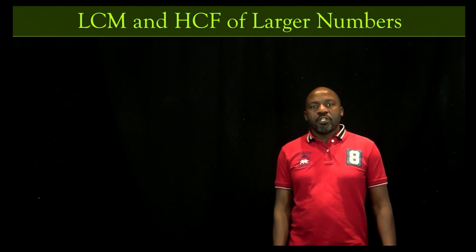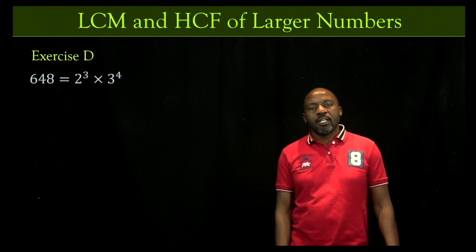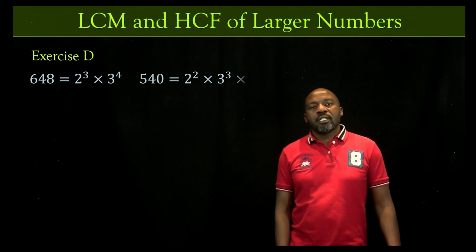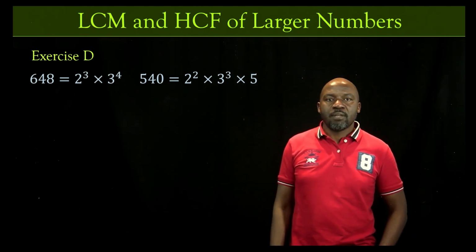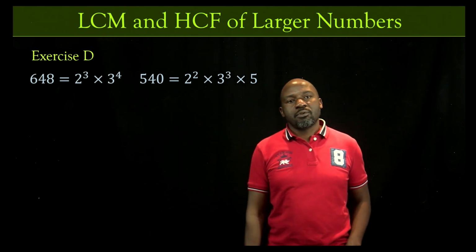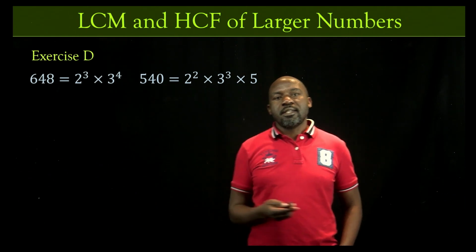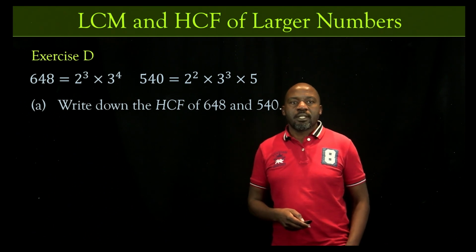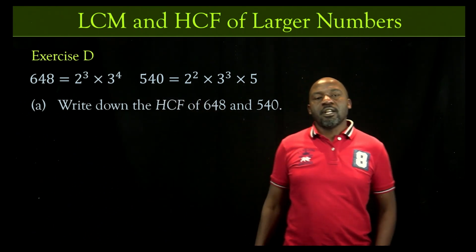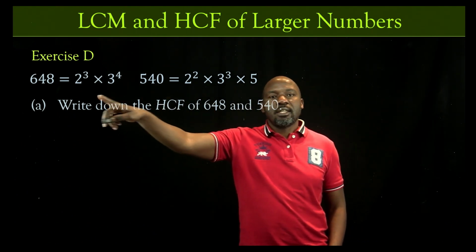Question D, once again, you will pause the video and try the question out yourself and then see my solution. This time we're given two numbers as the product of their prime factors. So 648 is 2 cubed times 3 power 4, and 540 is 2 squared times 3 cubed times 5. The question is, what is the LCM and HCF of these numbers? Write down the HCF of 648 and 540, and like we said, you can make the table, or you can see them directly.